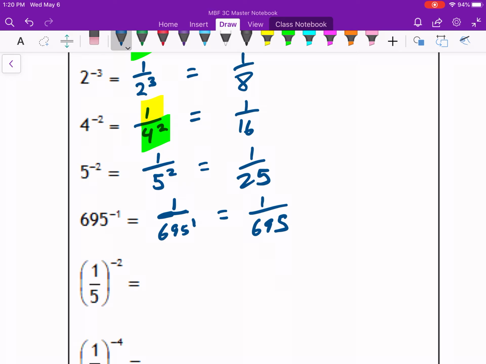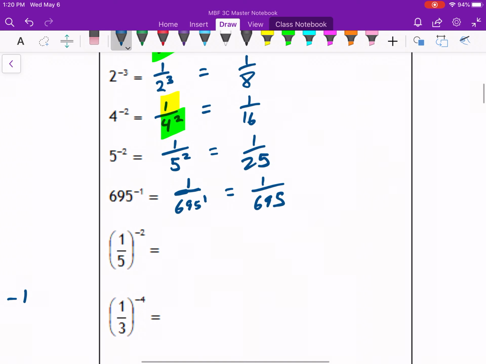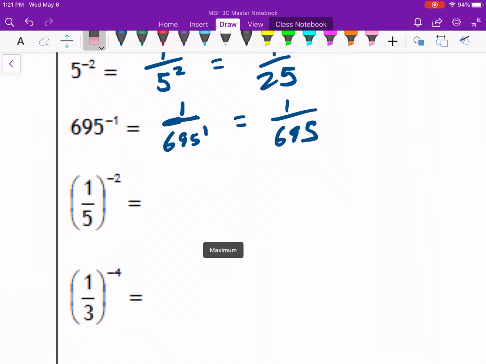Fractions are a bit different. So I could still apply the same rule as above. The problem is I'd end up with fractions within fractions. I'd end up with 1 over 1/5 squared, which I can do, but then I'd have to solve that and work it out, and it's really ugly to have fractions inside fractions. So instead, I'm going to show you a better shortcut for fractions.